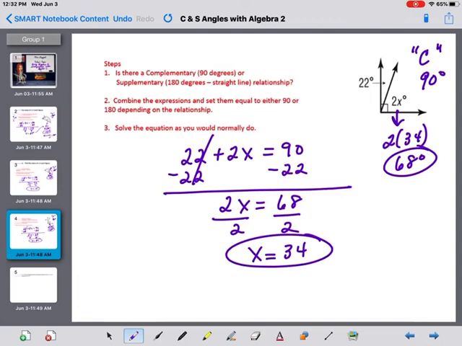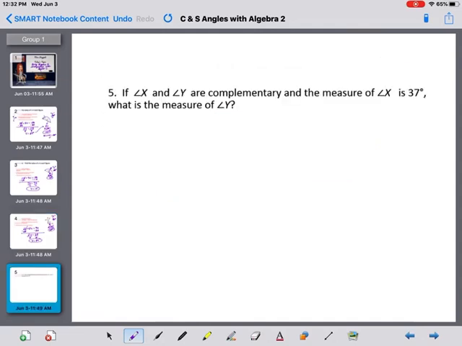Okay, a little bit of a different type of problem is this last problem that I'm going to go over, where there's no diagram, but you're given enough information to set up an equation. It says if x and y are complementary and the measure of angle x is 37 degrees, what is the measure of angle y?